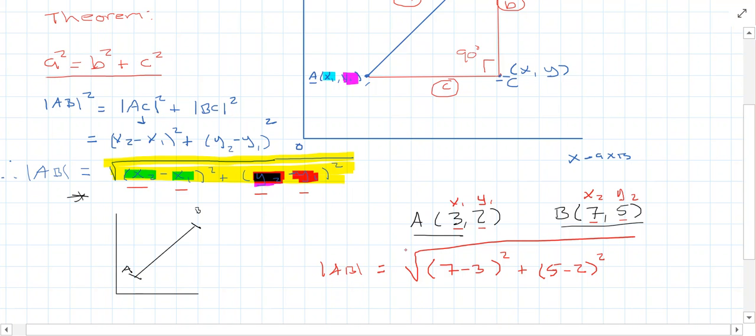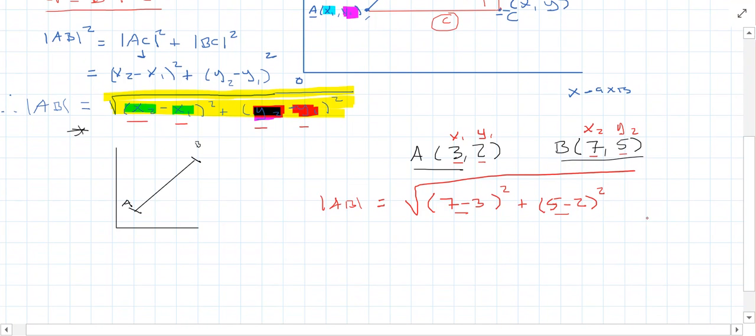Again, we follow BIMDAS, so we do brackets first. So what's inside the brackets? Let's work through this. 7 minus 3 is going to be 4, so that's 4 squared, plus 5 minus 2 is going to be 3 squared. And this is all inside a square root.